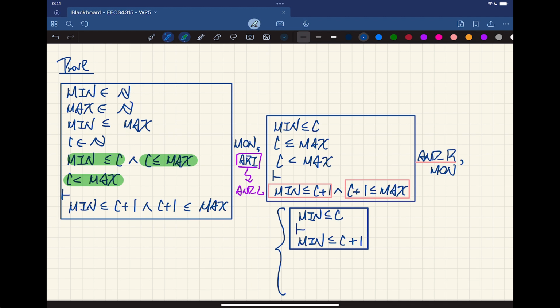As you can see, this first goal over here is now here. And then what about the second goal? I'm going to put that into a separate sequence. That one there is going to use C less than max. That I want to prove C plus 1 less than or equal to max. So you can think about this one over here is now over here. It's just a separate one.